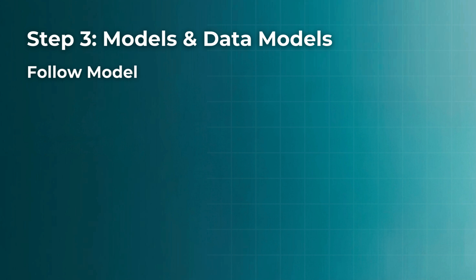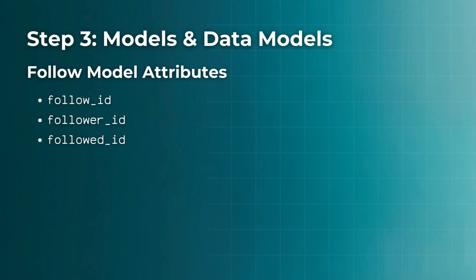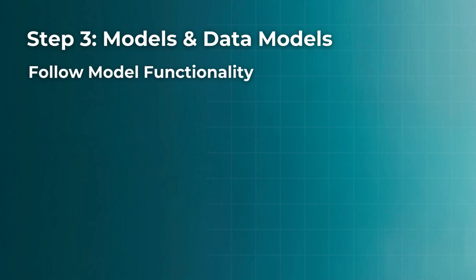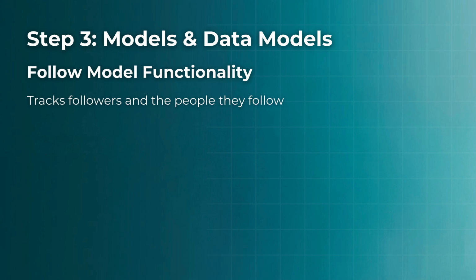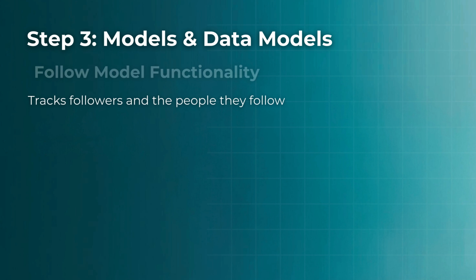Now, let's talk about following and unfollowing. The follow model is all about building connections. It tracks which users follow others. The main attributes for this model are a unique ID for each follow action, the user who is following, the user being followed, and when the follow action took place. This model connects users to each other and supports following and unfollowing actions, and its main functionality is to track followers and the people they follow.